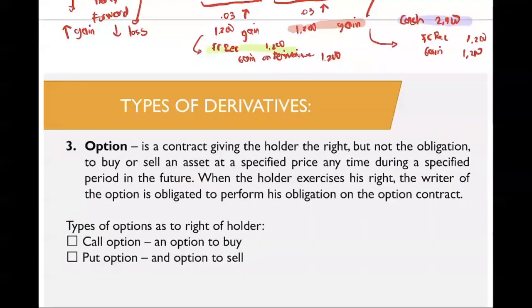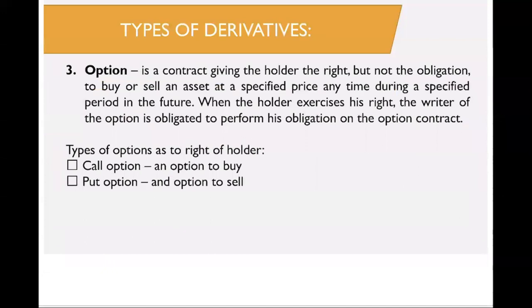We go now to the next type of derivative, options. So we're done with forwards and futures. We discuss now your options. So for options, an option is a contract giving the holder a right, but not the obligation, to buy or sell an asset at a specified price anytime during a specified period in the future. When the holder exercises the right, the writer of the option is obligated to perform his obligation on the option contract. So take note, option, you have only the right, but not the obligation.